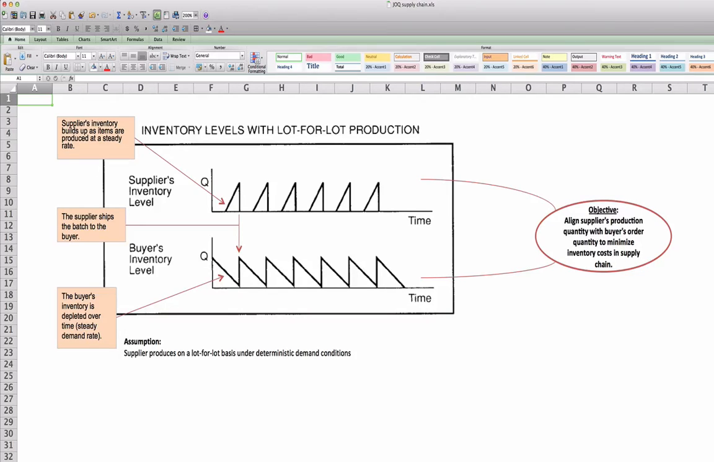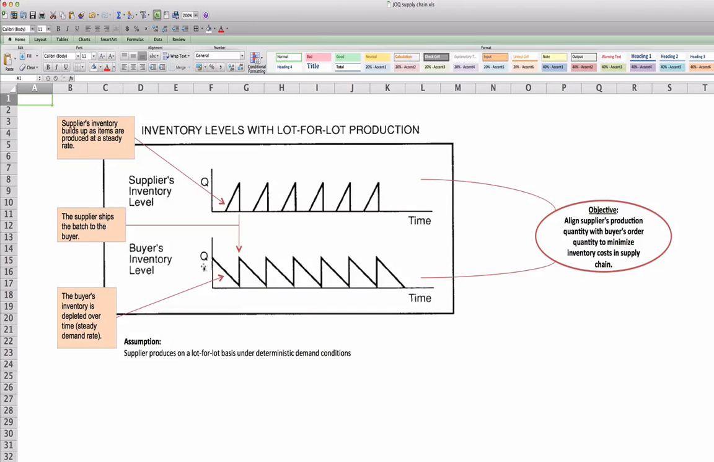We should realize that we're talking typically about supply chains, so whatever a buyer such as a retailer orders ultimately comes from a supplier, which could be a manufacturer, for example. So the buyer's choice of an order quantity will also affect a supplier in terms of the supplier's inventory needs.